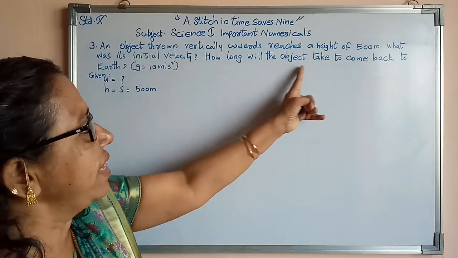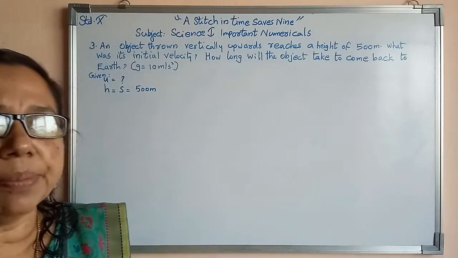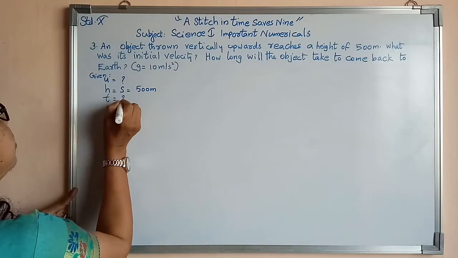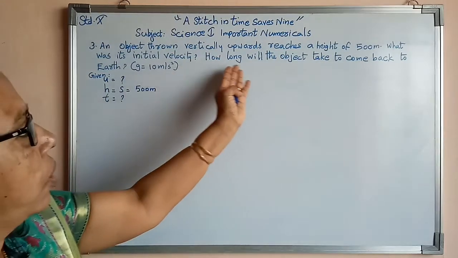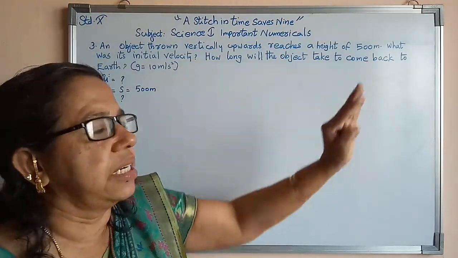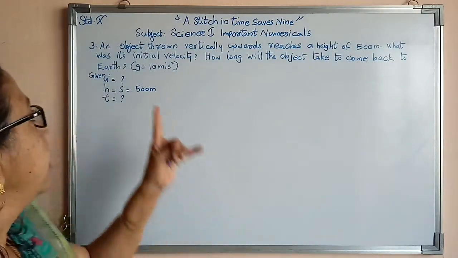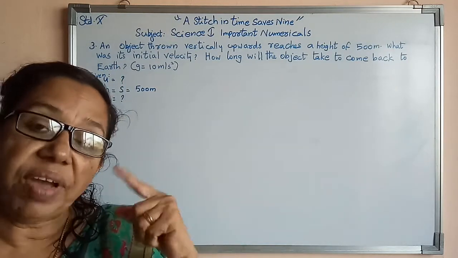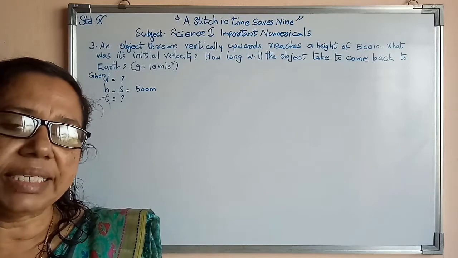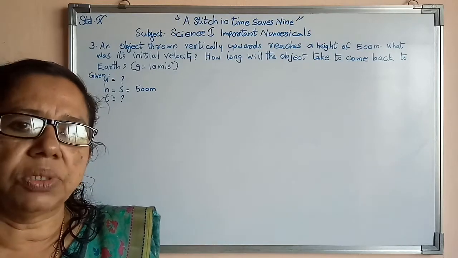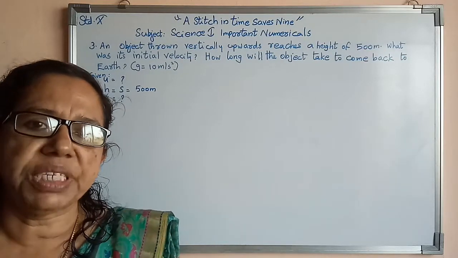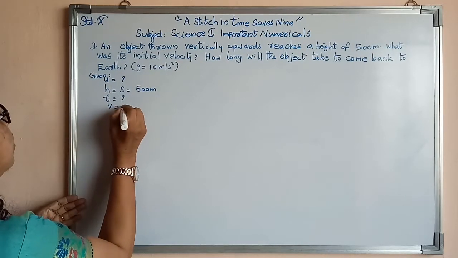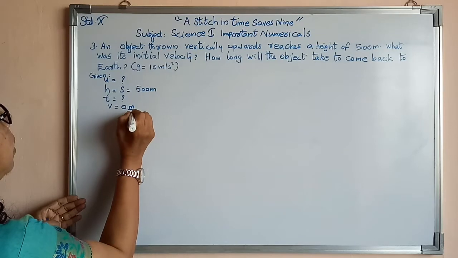How long will the object take, how long means time they are asking. How much time will it take? t is equal to question mark. How long will the object take to come back to the earth? Earth means on the surface of the earth. Once it comes to the surface of the earth, that object will be at rest. So we can say that v is equal to 0 meter per second.